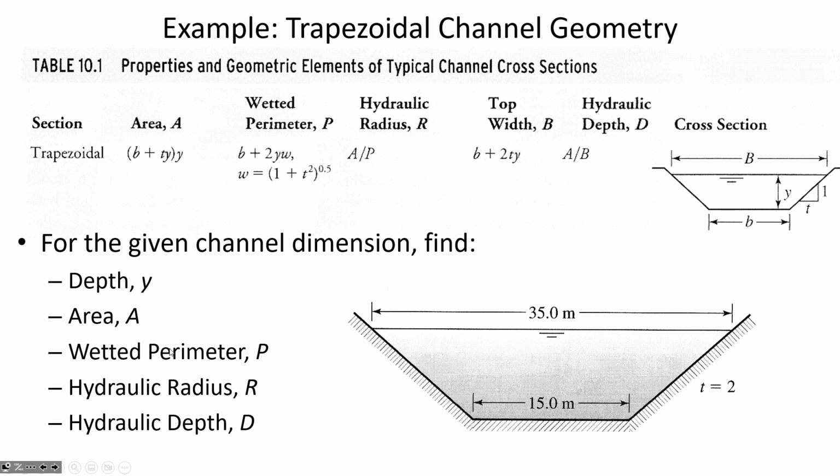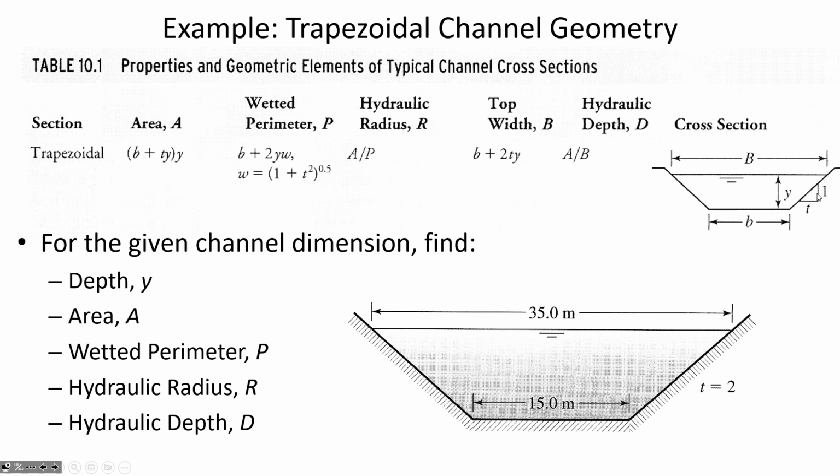Okay, so you can see that we've got a trapezoidal channel here that's 15 meters wide at the bottom and 35 meters wide at the top. And then here it's saying t equals 2. So what that means is the side slope is 2 units of horizontal for 1 unit of vertical. Okay, so let me draw this on the board, this trapezoidal channel. So it's at the bottom 15 meters and 35 meters at the top.